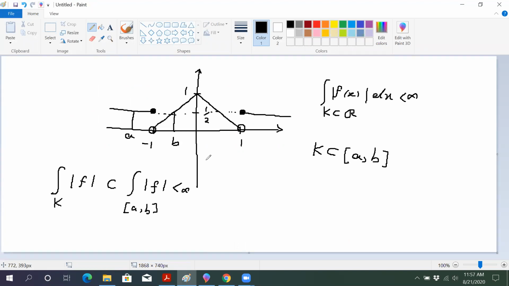Every continuous function is locally integrable, but the converse is not true. It means not every locally integrable function is continuous. This is an example. You can see this function is locally integrable, but it's not continuous. Now, you tell me why every continuous function is locally integrable. Let me again close this one. So this is an example of a locally integrable function which is not continuous.